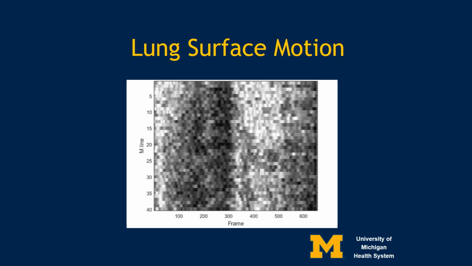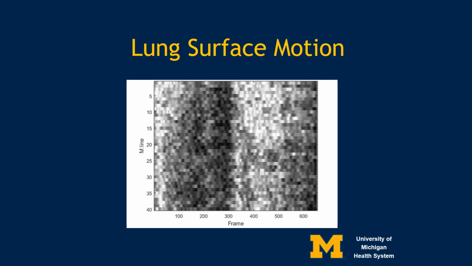So this is a two-dimensional plot showing the simultaneous decorrelation of 40 M lines. The M lines are plotted along the vertical axis, and time is plotted along the horizontal axis. The whiter the pixel, the more rapid the motion or the higher the decorrelation, and the darker the pixel, the lower the motion.